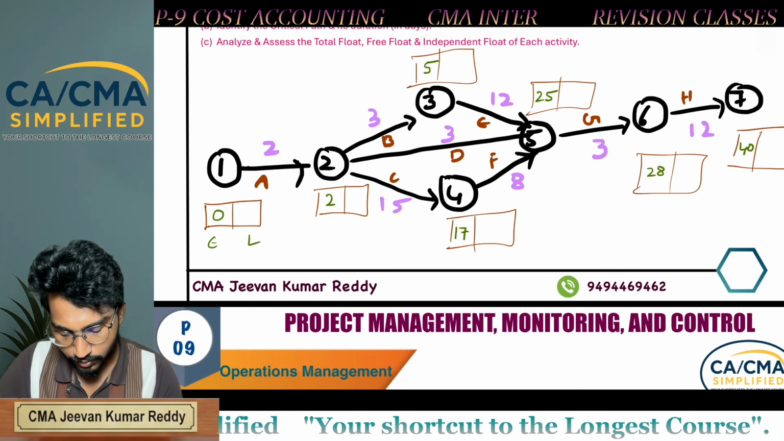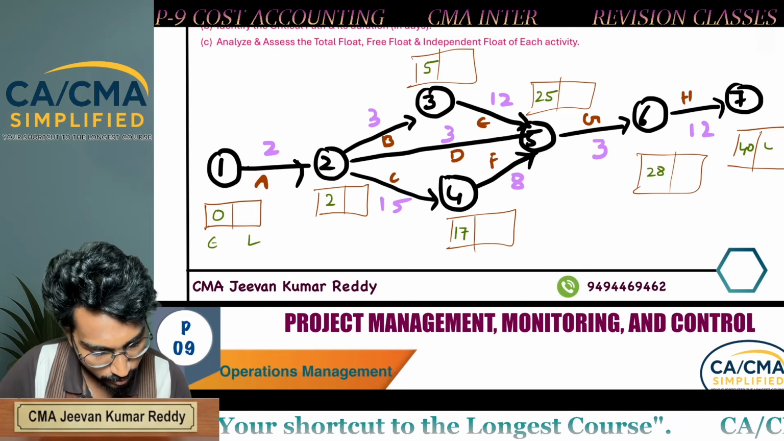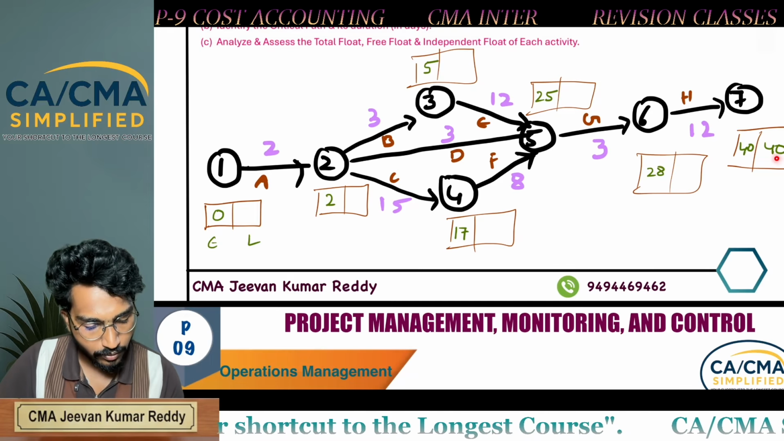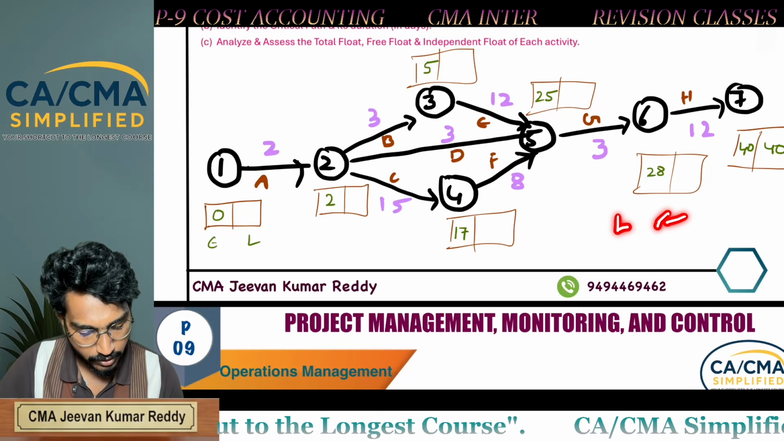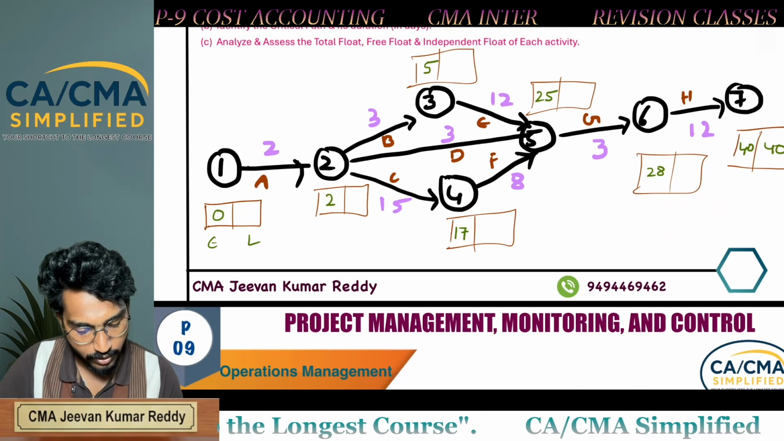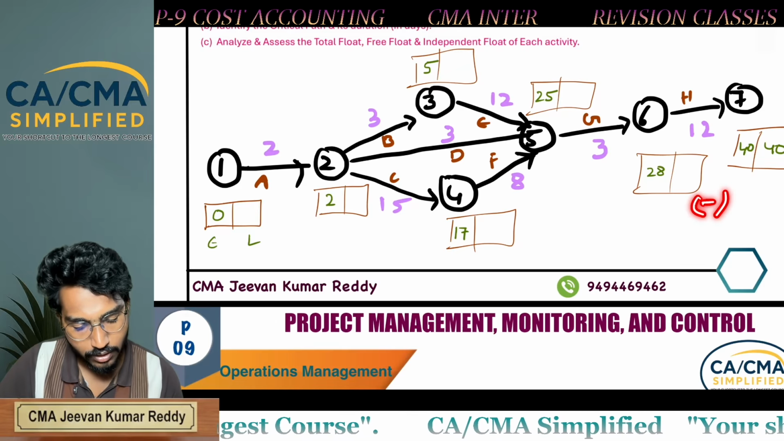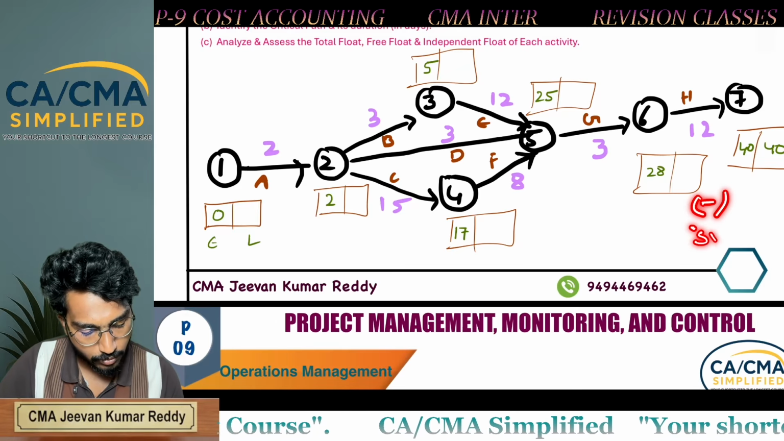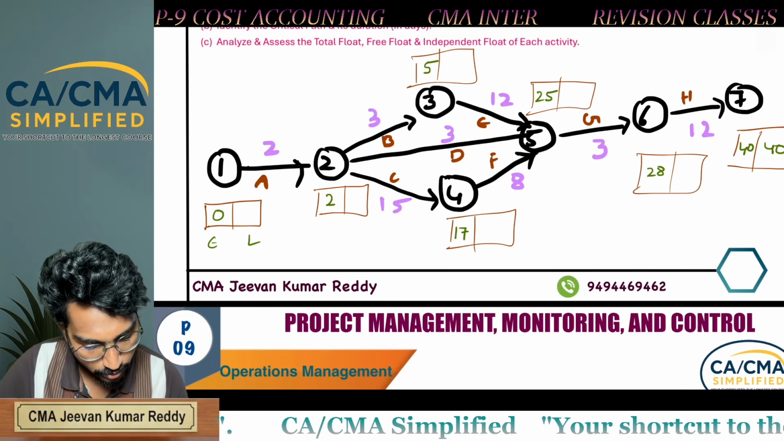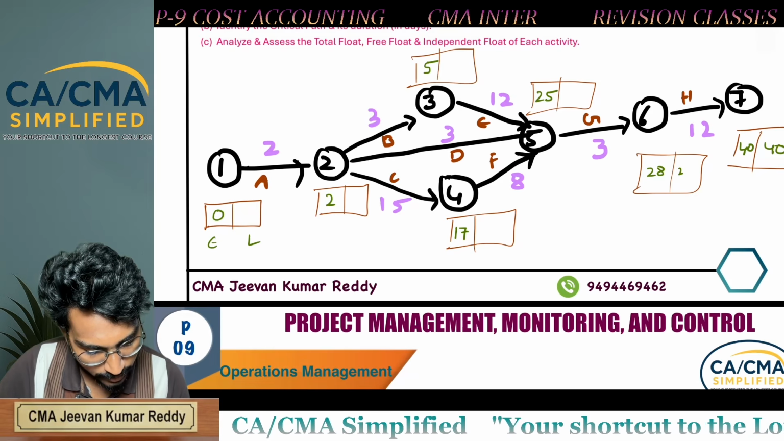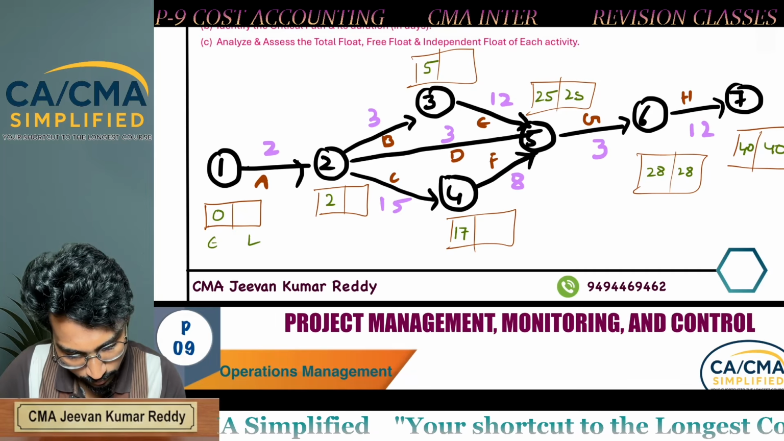Now for the first event and last event, E and L are the same: 40. While calculating L, you have to come in reverse direction, that is right to left. You have to subtract the duration and take the smallest number. Now 40 minus 12, 28. Next, 28 minus 3, 25.